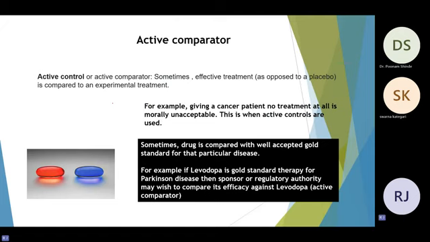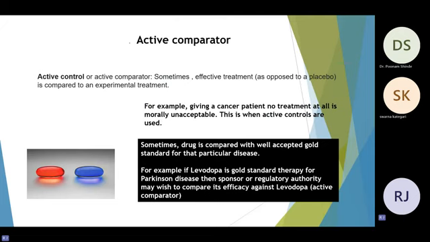The second term that we will use going forward is active comparator. Now, what is active comparator? This term we are going to use very much going forward. So for now, just understand the definition. If you remember, while teaching phase 3, I said that in phase 3, we also compare our treatment with respect to the standard treatment available in the market.